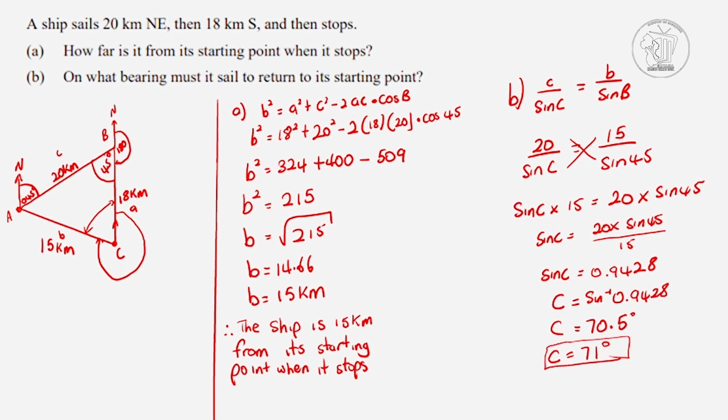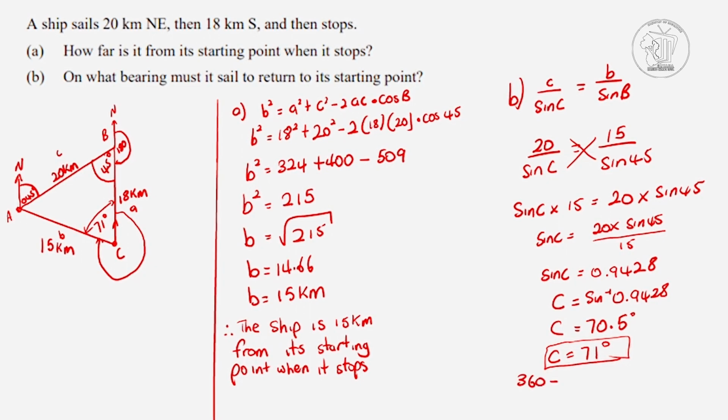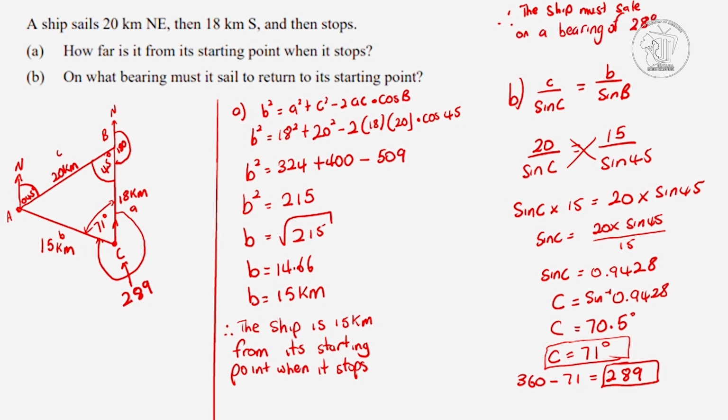If C is 71 degrees, that means here is 71 degrees. So the remaining part would give us the bearing. We can say 360 subtract 71 degrees would give us the bearing. 360 subtract 71 would give us 289. So that would be the answer. So the bearing would be 289. To answer the question, I already answered it up here. Therefore, the ship must sail on a bearing of 289 degrees.